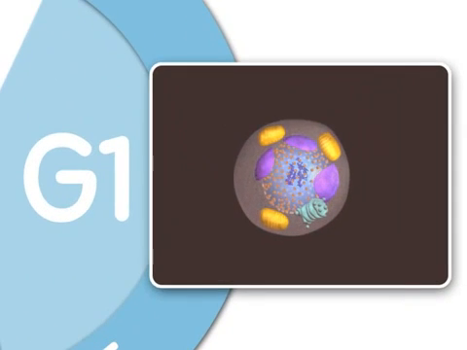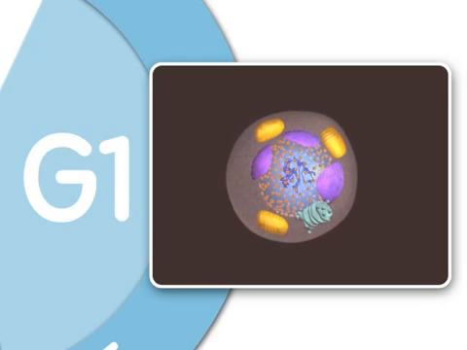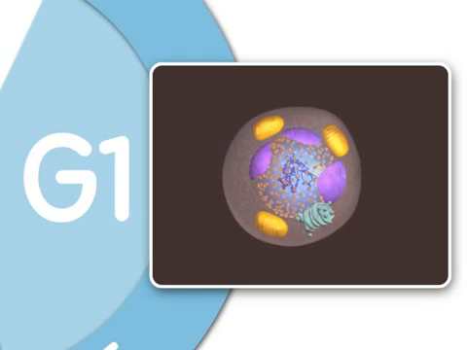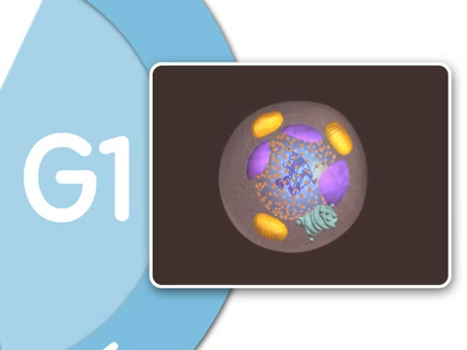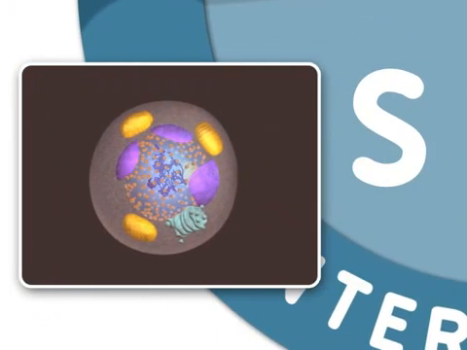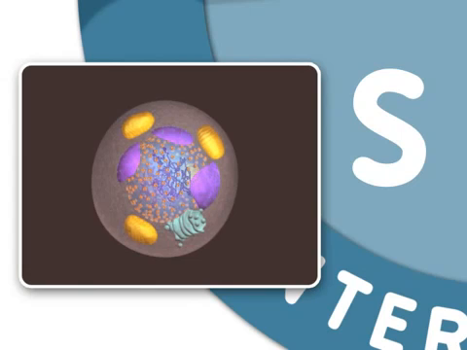G1, or gap 1, is the first growth stage of interphase. In G1, the cell grows to nearly its full size and performs many of its specific biochemical functions that aid the organism. Next is the S, or synthesis phase. This is an important stage because it is during the S phase that DNA in the nucleus is replicated.